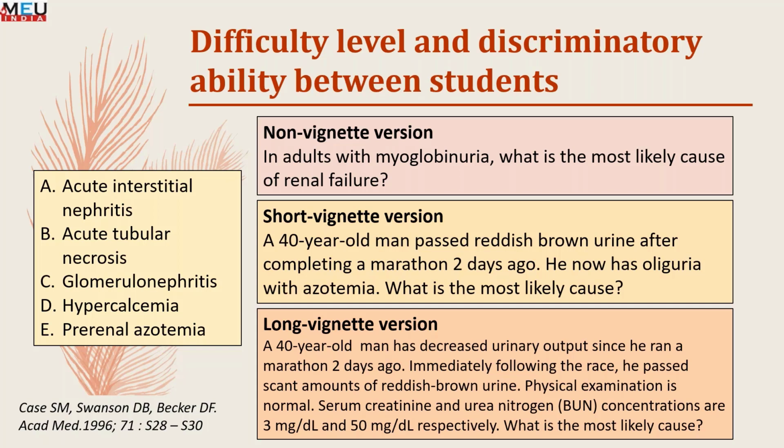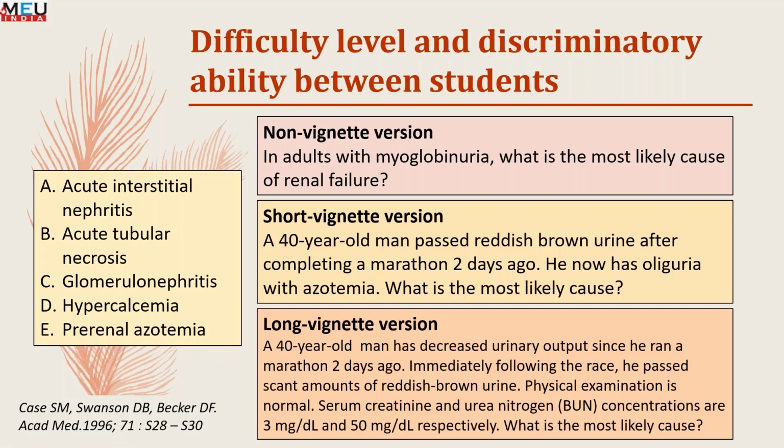A long vignette is where a lot of details are given, some relevant, some irrelevant, and the student will have to sift out what is important here. So a 40-year-old man has decreased urinary output. Instead of oliguria, they have talked about decreased urinary output since he ran a marathon. Immediately following the race, he passed scant amount of reddish brown urine. Physical examination is normal. Serum creatinine and blood urea concentrations are given. This means the student needs to know what the serum urea and the blood urea nitrogen normal values are, and they have not talked about azotemia directly. The student has to figure out that the patient has azotemia, and the options for all of these are the same.